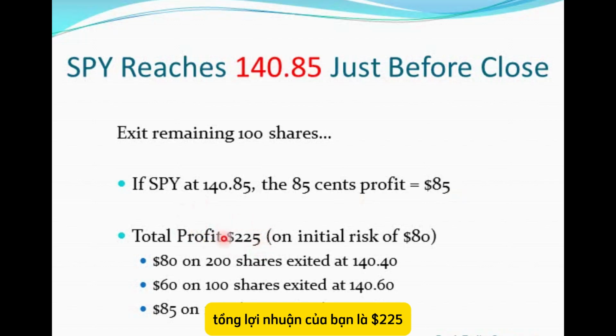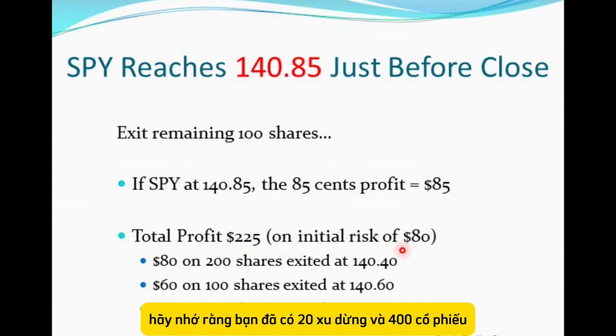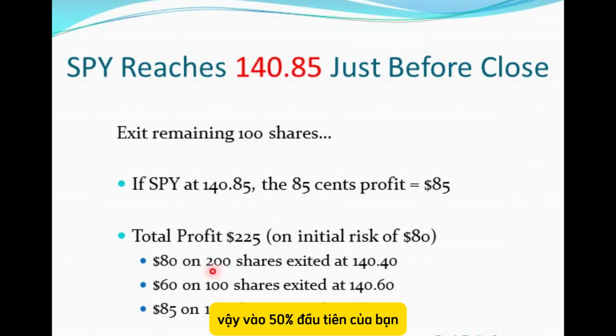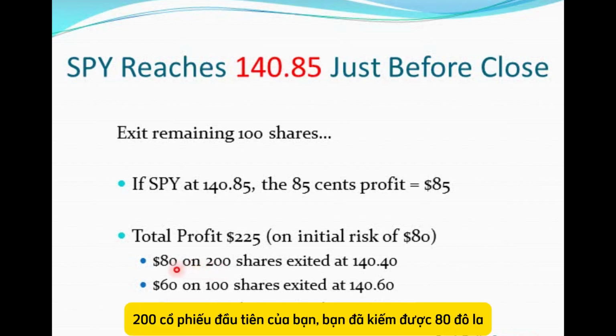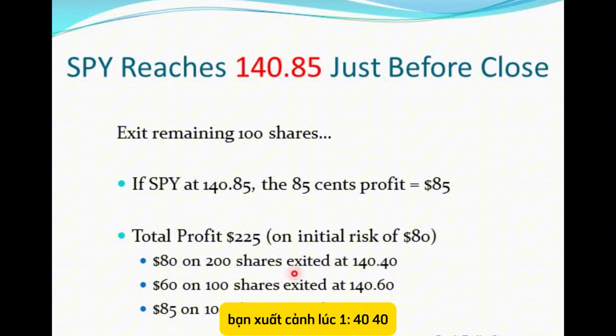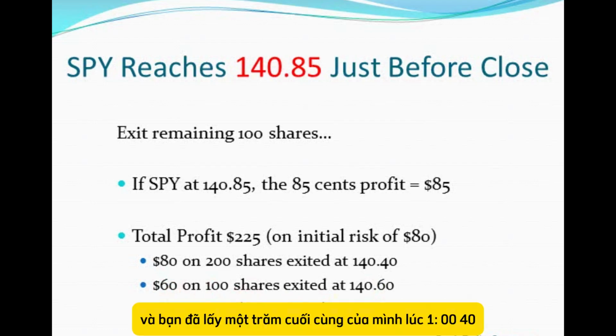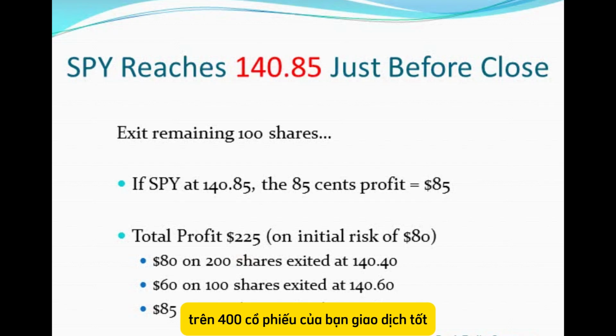Your total profit is $225. Your initial risk is $80. Remember, you had a 20-cent stop and 400 shares. So on your first 50%, your first 200 shares, you made $80. You exited at 140.40. You took another 100 off at 140.60 for another $60. And you took your final 100 off at 140.85 for $85, giving you a total profit of $225 on your 400 share trade. Well, let's say you were a little richer and had a bigger account.